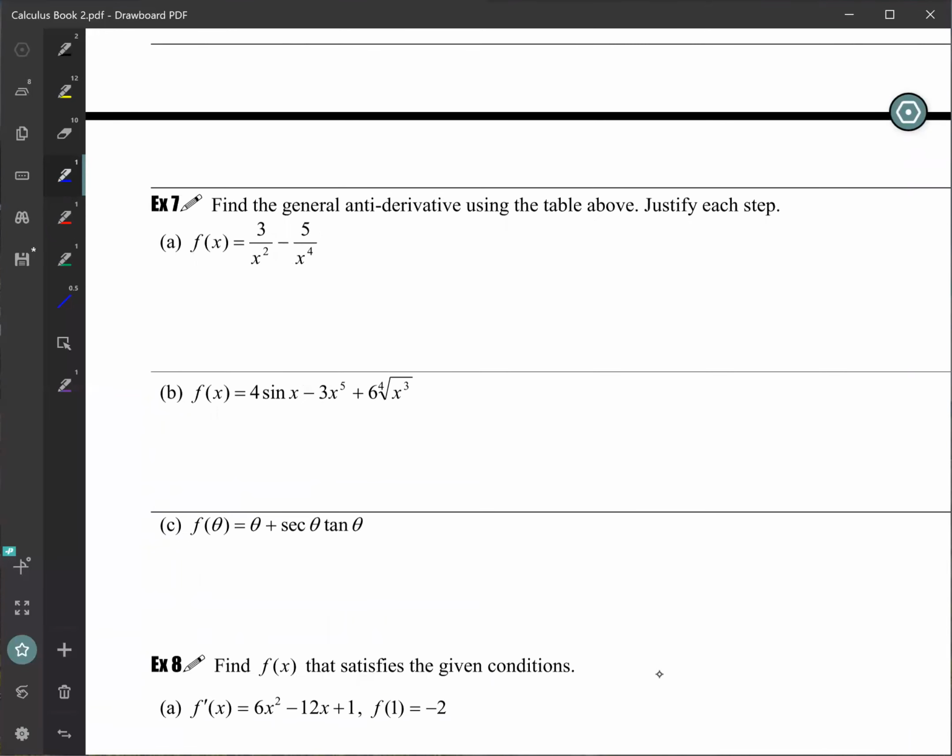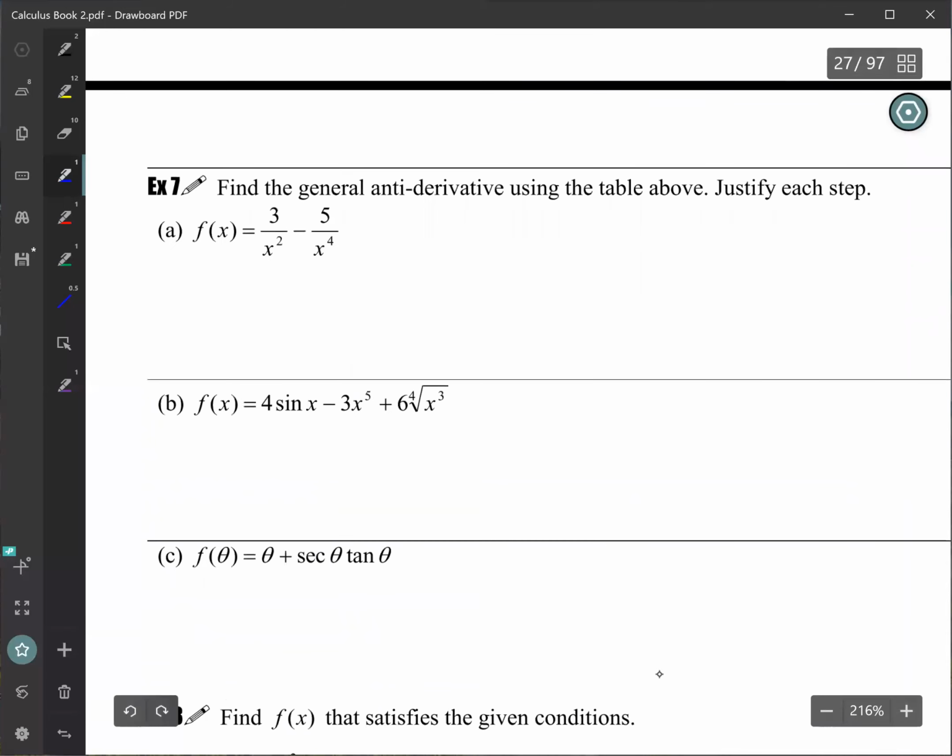So this one, usually we want to rewrite this first, just like when we try to take the derivative. We want to rewrite it so it's easier to apply the formula. So this one, we can write it as 3x to the negative 2 minus 5x to the negative 4.